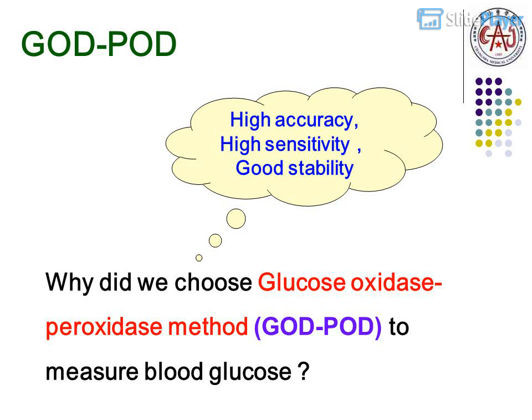GOD-POD: high accuracy, high sensitivity, good stability. Why did we choose the glucose oxidase peroxidase method, GOD-POD, to measure blood glucose?